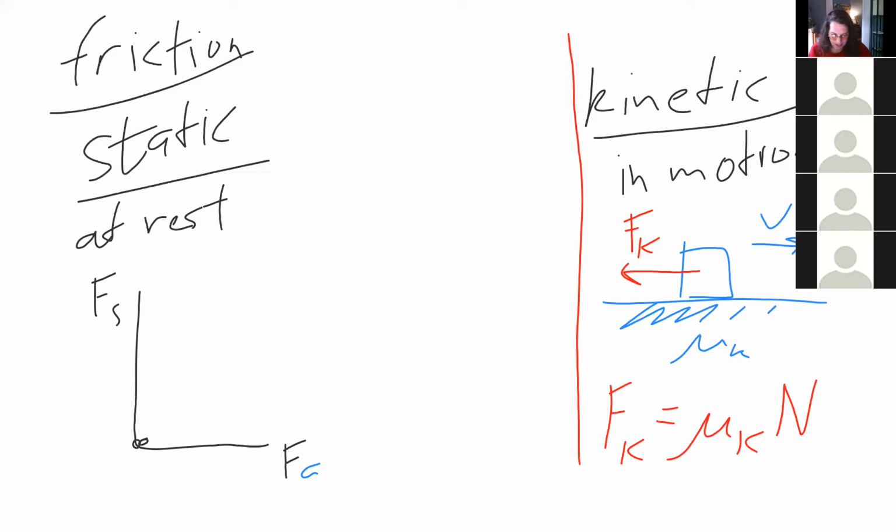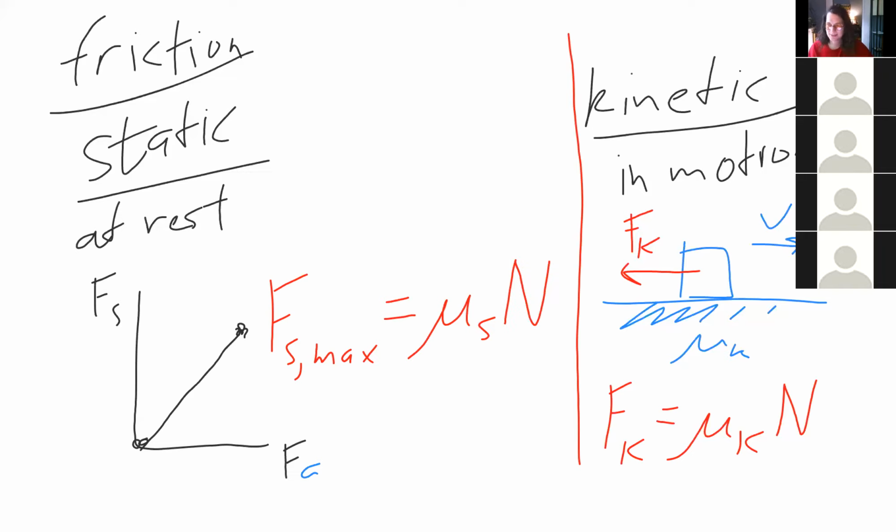And as I increase my applied force, the static friction will increase to match the magnitude of that applied force in the opposite direction until I reach the breaking point. And the breaking point for static friction is the point at which the object is sent into motion. And this breaking point we'll call the force of static maximum. And this will have a similar calculation to the force of kinetic friction, where you'll have mu static, the coefficient of static friction, times the normal force.